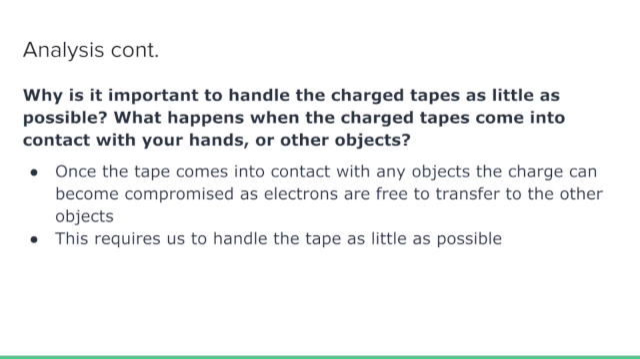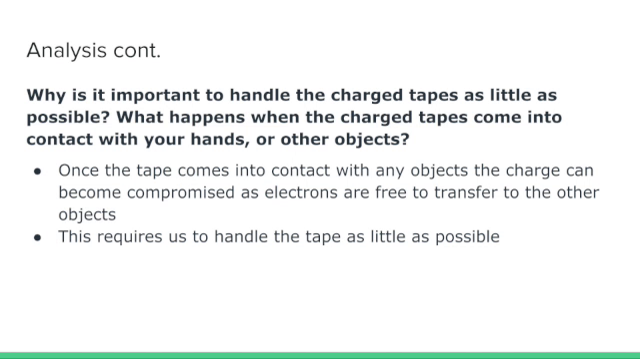Why is it important to handle the charged tapes as little as possible? What happens when charged tapes come into contact with your hands or other objects? Well, once the tape comes into contact with any objects, the electrons are free to move to those objects, and this could actually compromise the charge of the original tape. And so this requires us to try to handle the tape as little as possible in order to make the charges as accurate as possible.